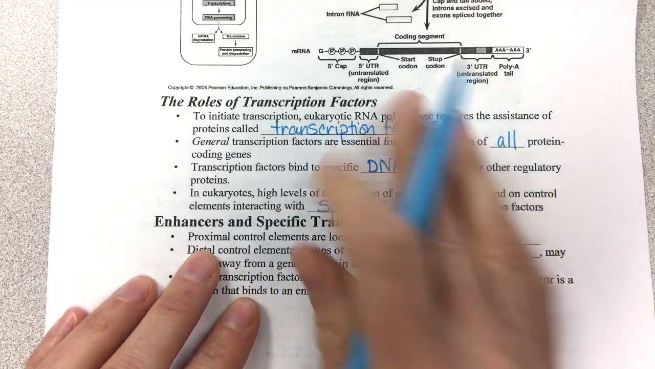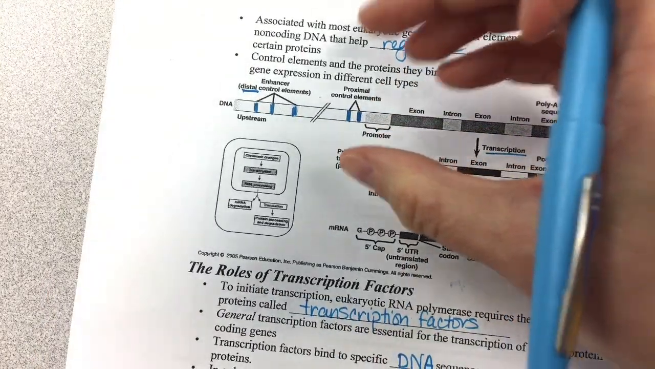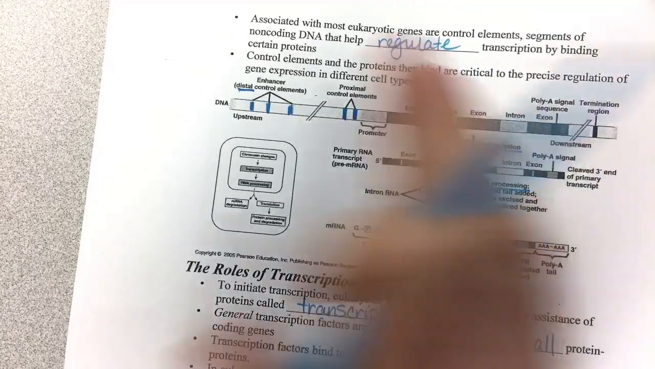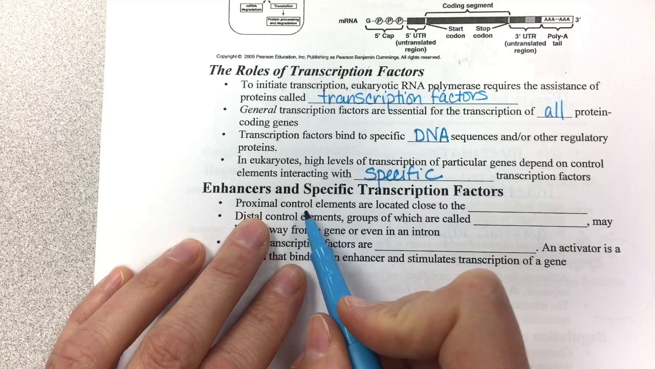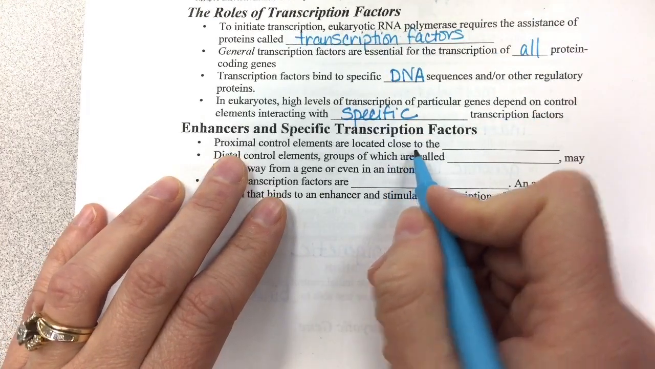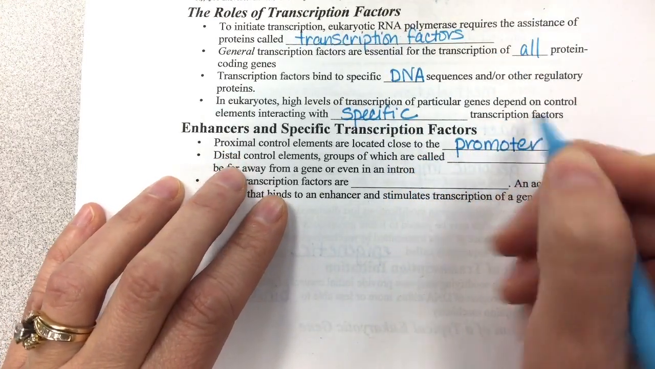So we know that transcription factors have to bind. They bind to the promoter region, and that helps RNA polymerase know where to bind and transcribe and make your mRNA. So we're going to add in this new piece of information. Proximal control elements, proximal, remember, are close to the gene, are located close to the promoter, which is at the beginning of the gene there.